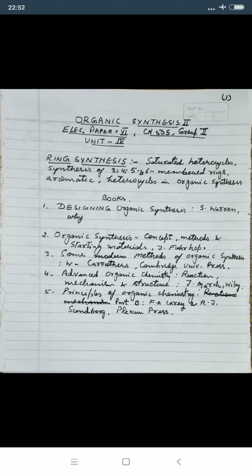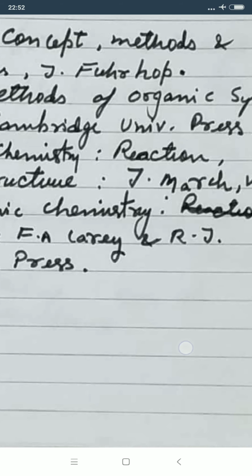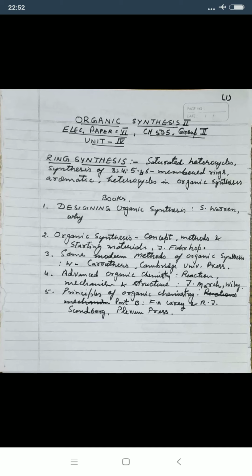Organic Synthesis. The reference books are Designing Organic Synthesis, S. Warren. The second is Organic Synthesis: Concept, Method and Starting Material, J. Fuhrhop. Third one is Some Modern Methods of Organic Synthesis, Carruthers, Cambridge University Press. The fourth is Advanced Organic Chemistry, Reaction Mechanism and Structure by J. March, Wiley. And last is Principles of Organic Chemistry, Part B, F.A. Carey and R.J. Sundberg, Plenum Press. So these are the reference books. You can go through it.